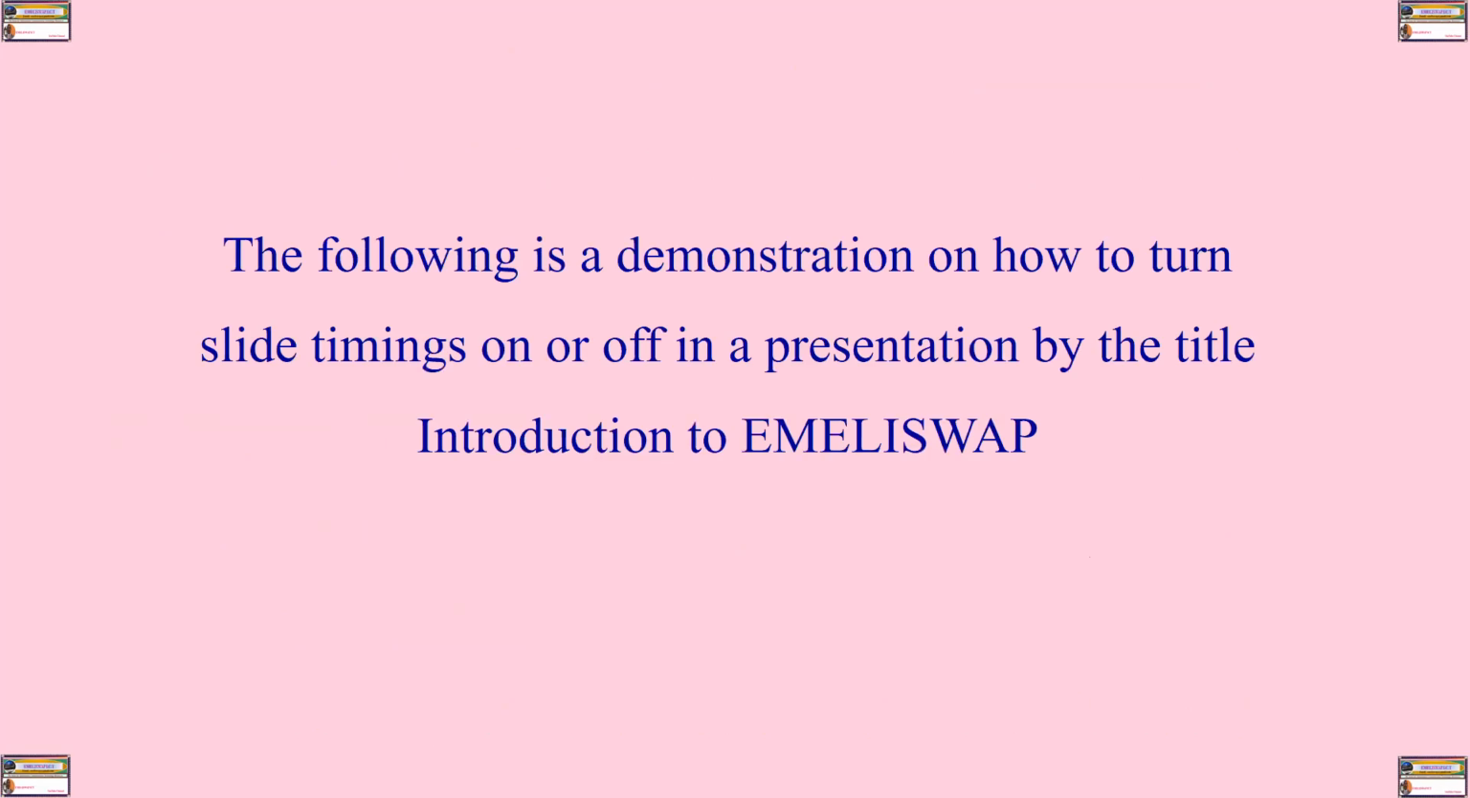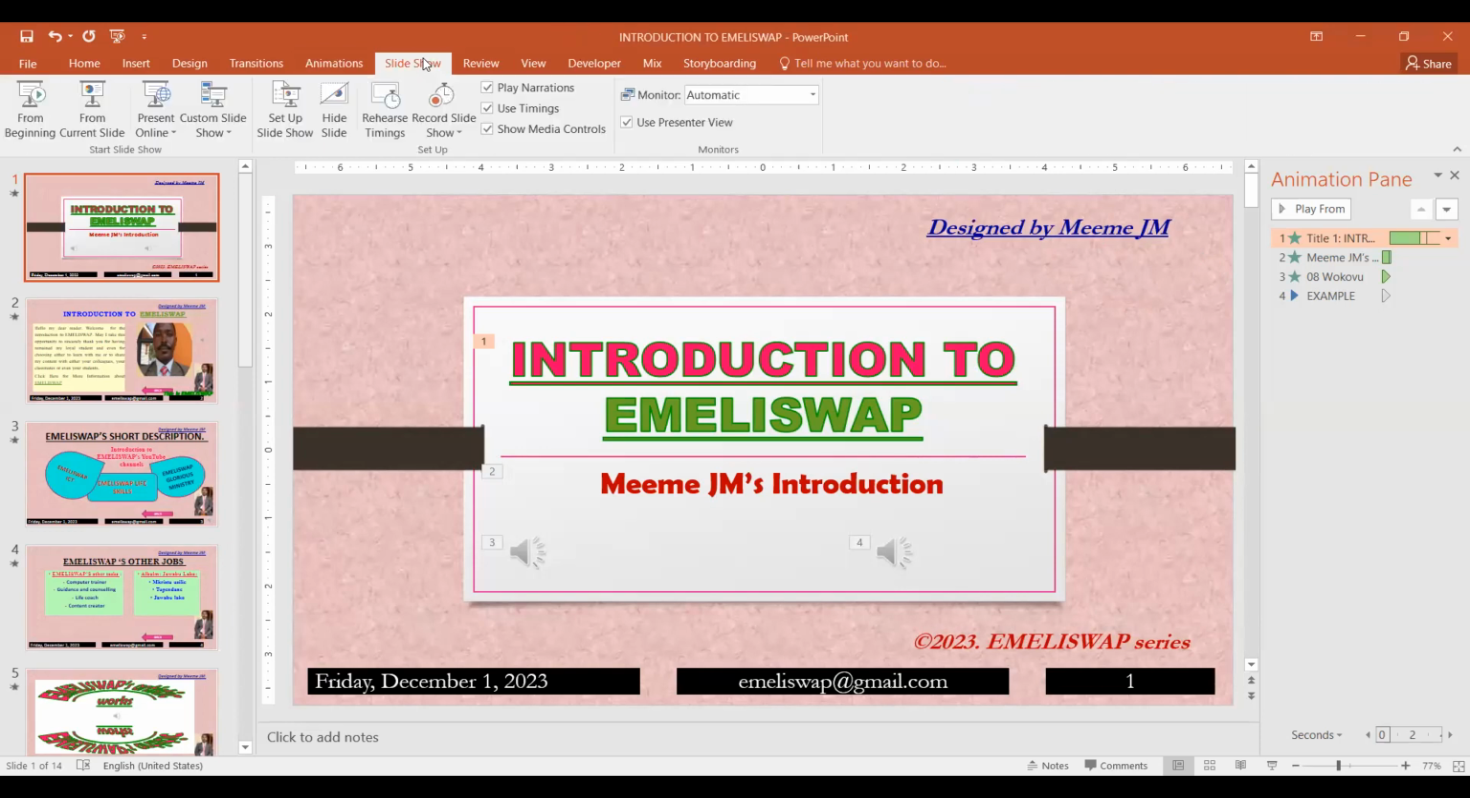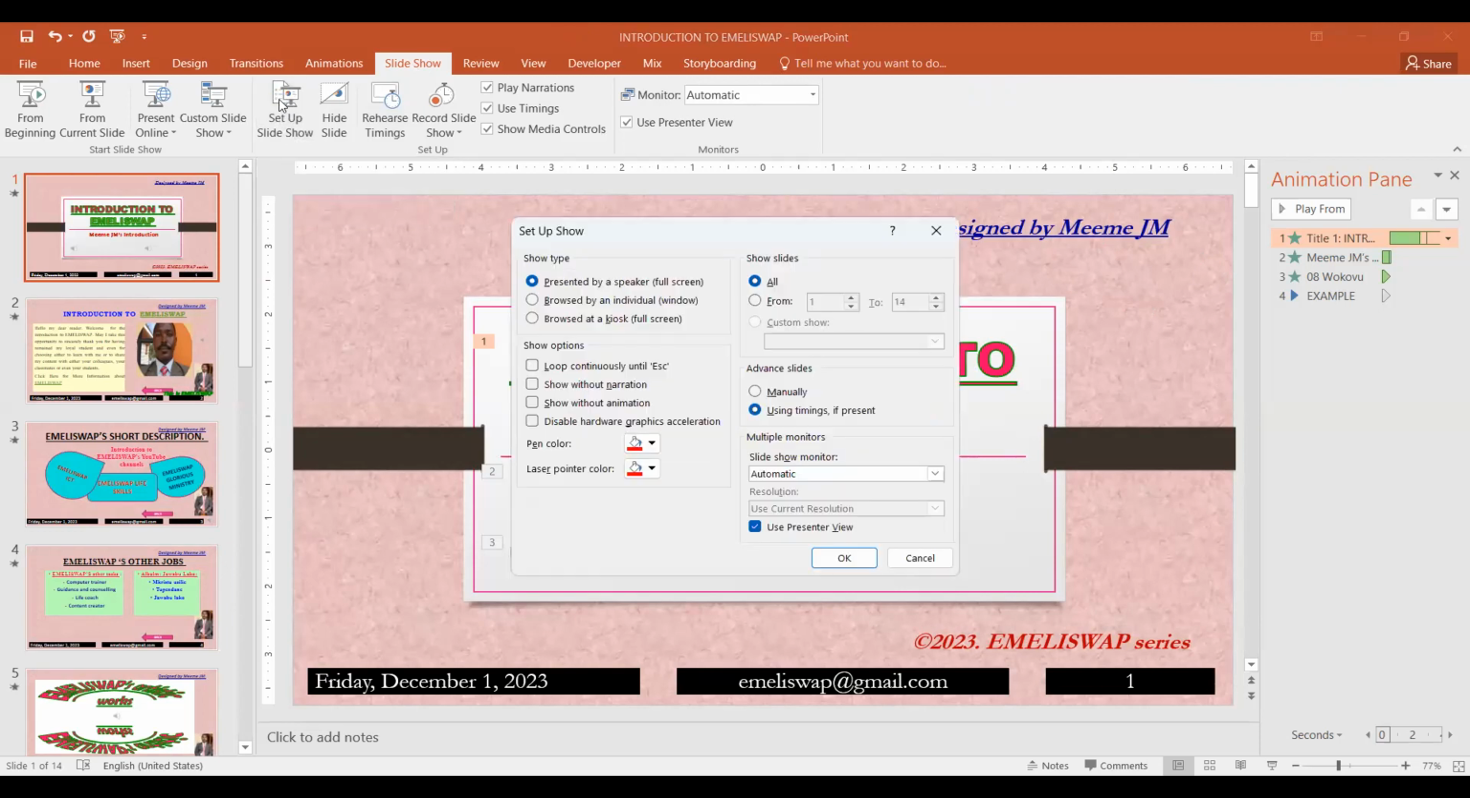So the following is a demonstration on how to turn timings on or off in a presentation by the title Introduction to MLSWAP. So while in your presentation, like in this presentation, you click on slideshow menu this way, and then you click on this icon here or on this button. So you click on Set Up Slideshow.